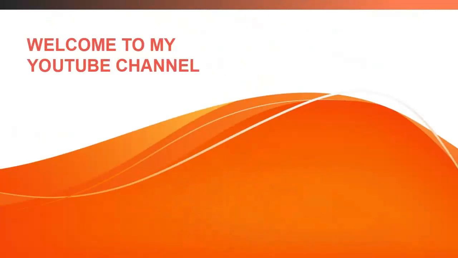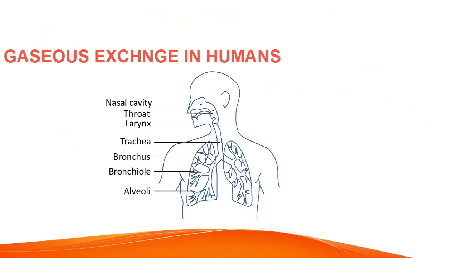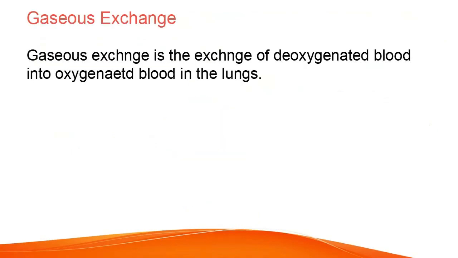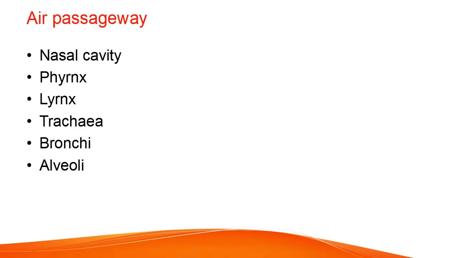Today we will study gaseous exchange in humans, or the respiratory system in humans. So, what is gaseous exchange? Gaseous exchange is the exchange of deoxygenated blood into oxygenated blood in the lungs. So, from where does this oxygen come into the lungs? We all know that oxygen is present in air and we breathe in this air through our nose.